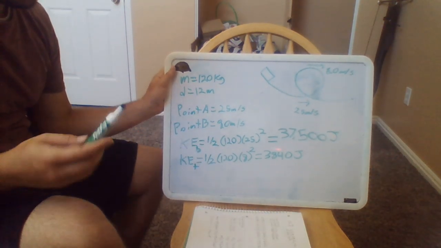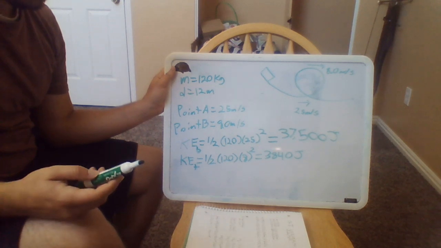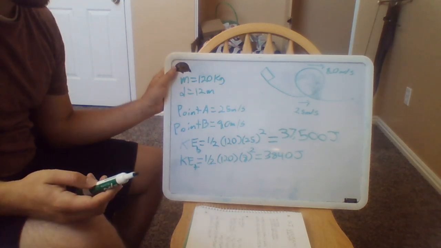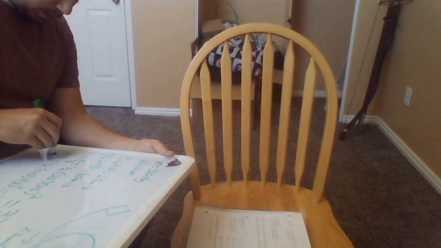Then we need to figure out the potential energy of the top, which is mgh, which we're given by the problem. So potential energy sub t equals our mass times our gravity times the height, which we were given as 12.